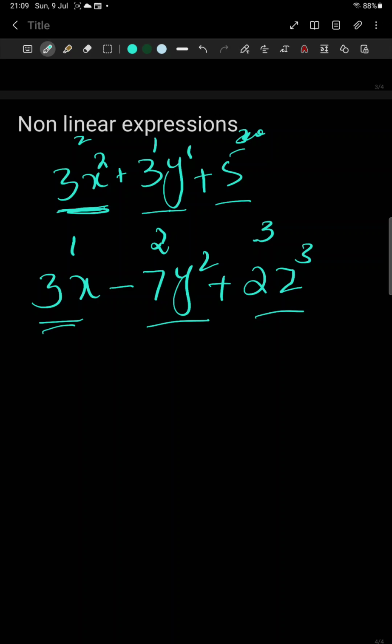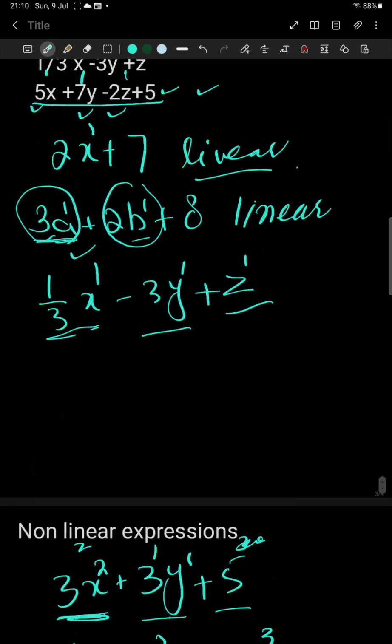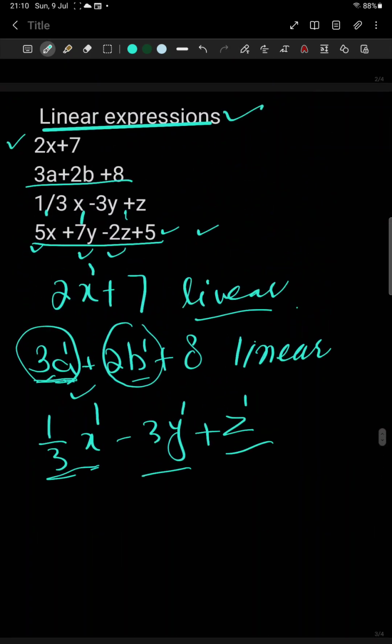Then it may be categorized in the equation of degree 2, equation of degree 3, equation of degree 4. They all are non-linear. So the linear is only that in which the index should be 1. In each term the index must be 1.